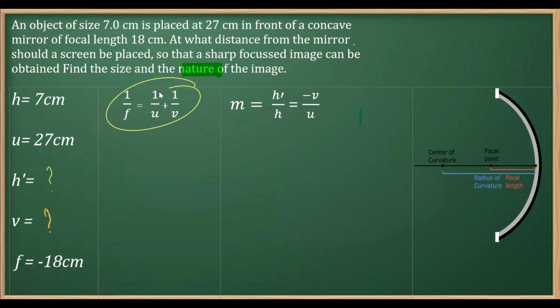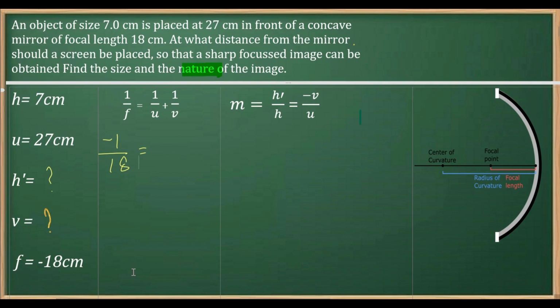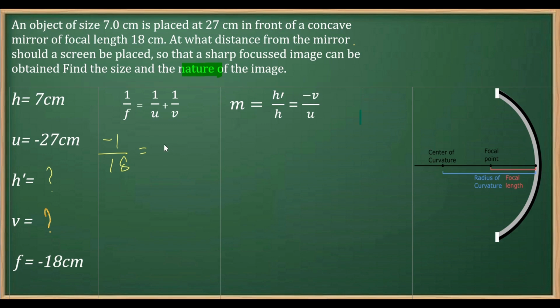Now we are going to use the mirror formula in order to find V first. So I'll be replacing F with 18, so it's minus 1 over 18 equals, and U, the object, is always placed on the left hand side of the mirror, so I should have written this as minus. So this is minus 1 over 27 plus 1 over V. Transposing 1 over 27 to the right hand side, it becomes 1 over 27 minus 1 over 18 is equal to 1 over V.